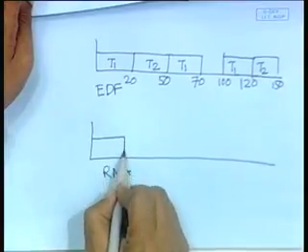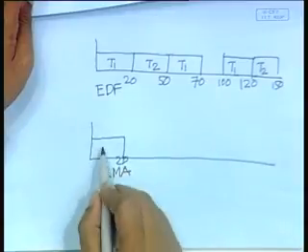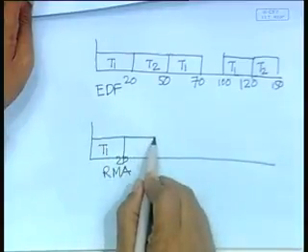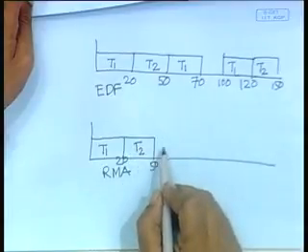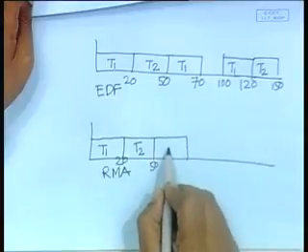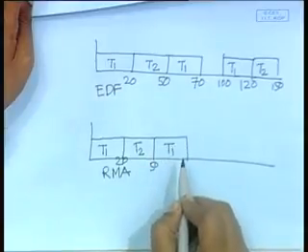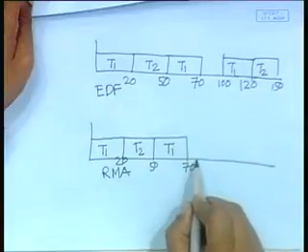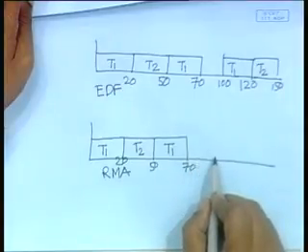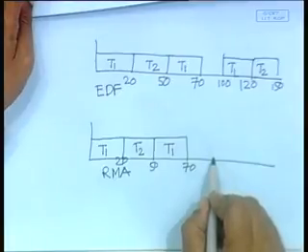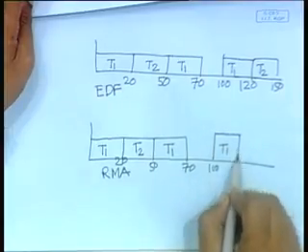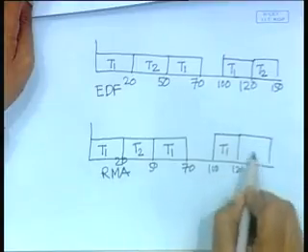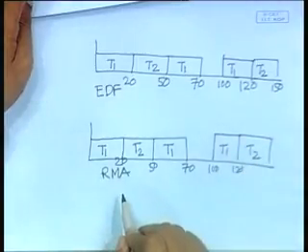So, T1 runs up to 20, then T2 runs up to 50, and by that time T1 again arises, runs up to 70. After 70 there are no task instances to run, and again at 100 we have T1 arising and that has higher priority. So, T1 will run up to 120 and after that T2 will run. So, identical schedule, both EDF and RMA.